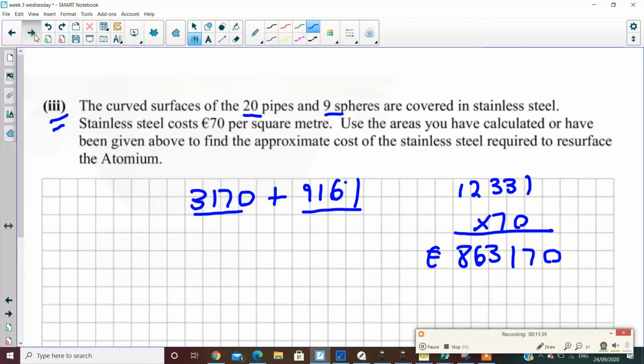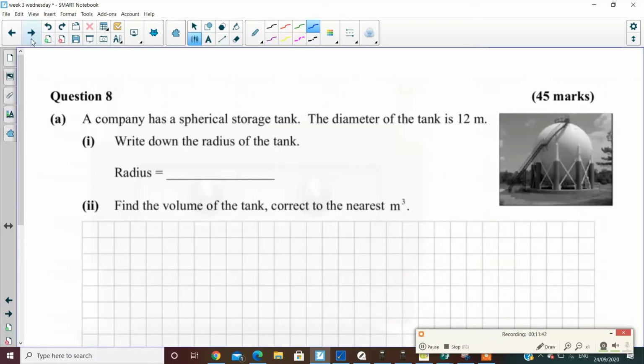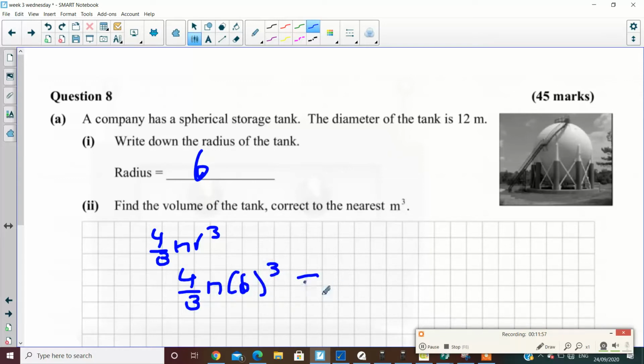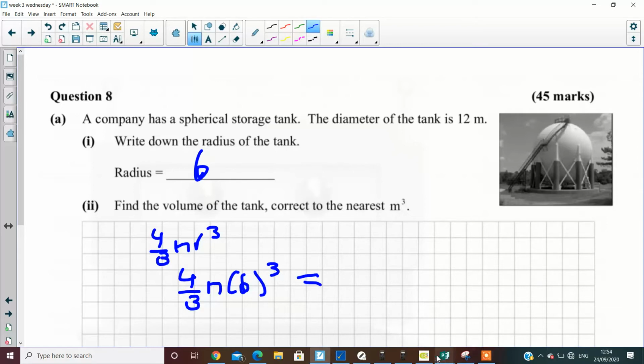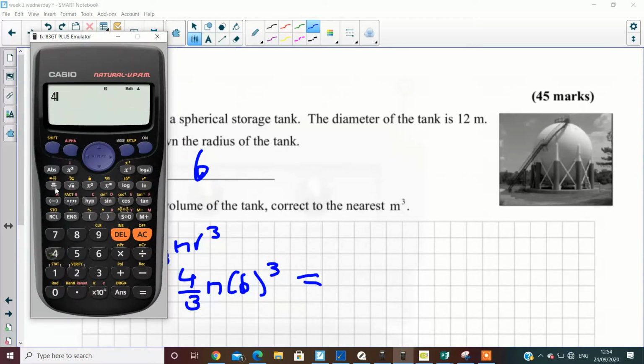All right, let's keep going. All right, awesome. A company has a spherical storage tank. The diameter is 12. What's the radius? Okay, what's the volume? We'll move a bit quicker through this one. 5/3 pi times 6 cubed, anybody? 288 pi, and can you convert that into nearest meter squared for me?